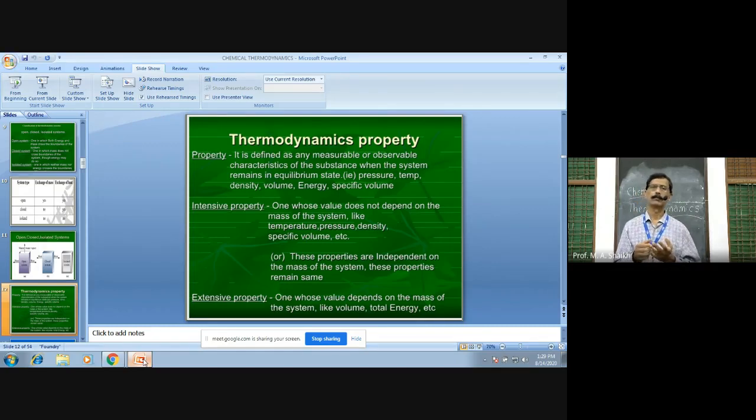Refractive index, surface tension, viscosity are also other properties. All these properties of a system are called thermodynamic properties. They are also called measurable properties. Why are they called measurable properties? Because we can measure them. These measurable or thermodynamic properties of a system are divided into two categories. Some are extensive properties and some are intensive properties.